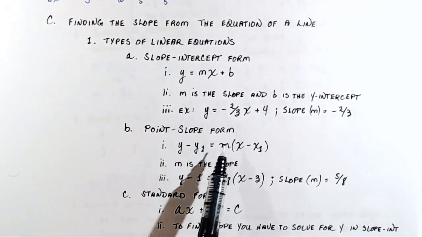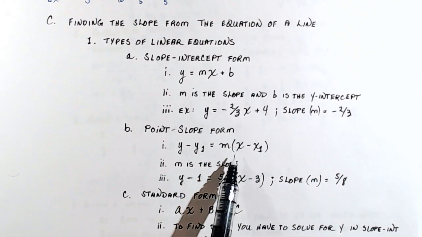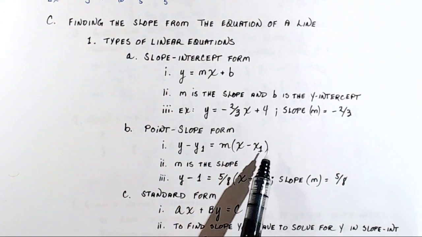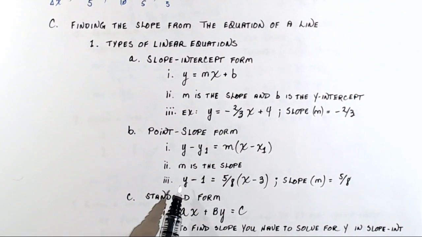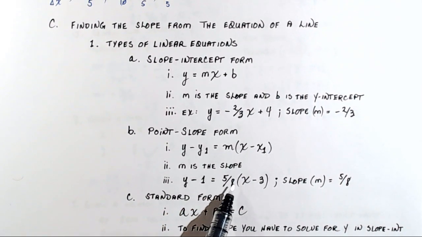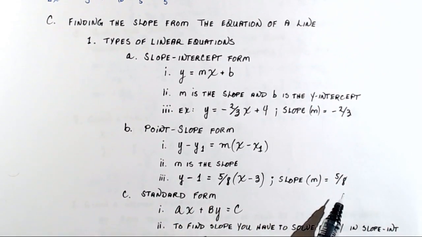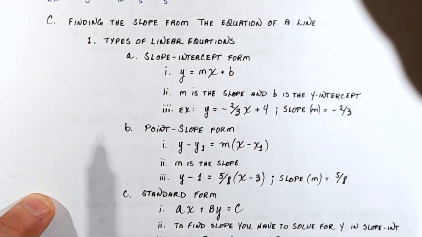Here's point slope form. Y minus y1 equals m, open parentheses, x minus x1, close parentheses. Remember, m is the slope, so here we have y minus 1 equals 5/8, open parentheses, x minus 3. We just look for the m position value, and that is the slope. It would be 5/8.